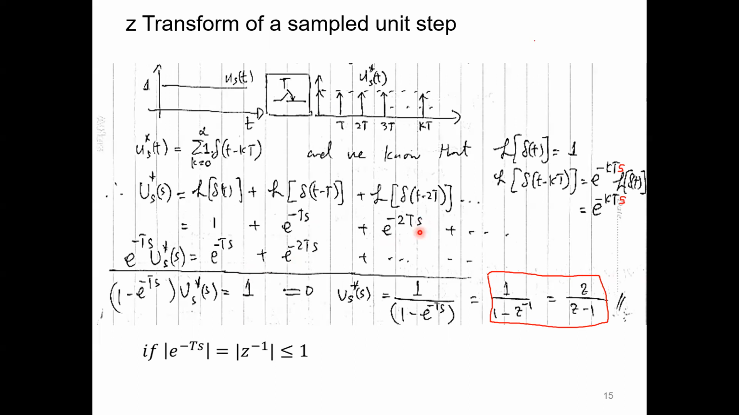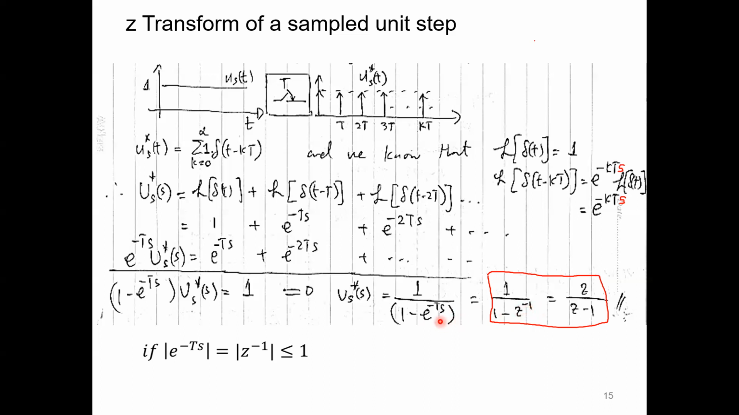Now, if you look at it over here, e to the minus ts is also written as z to the minus 1, because this is actually the delay. e to the minus ts is the delay. In the Z domain, it is z to the minus 1.